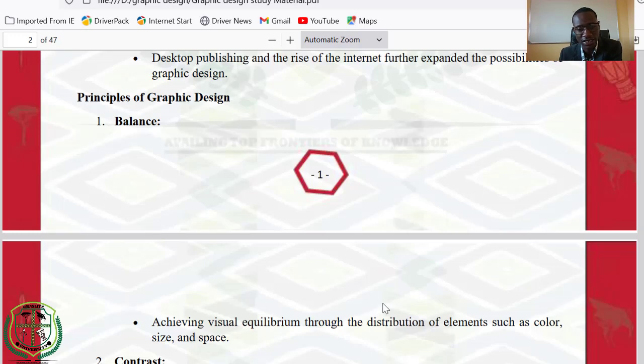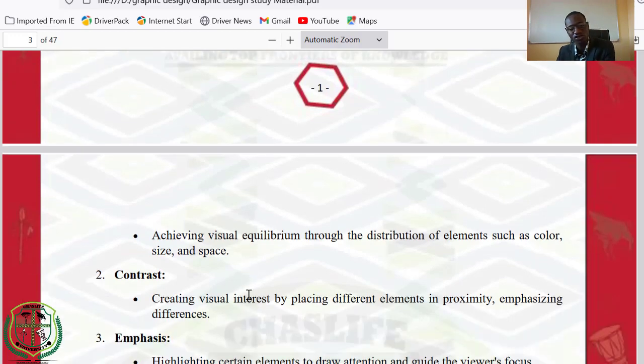So balance needs to ensure that, for example, if you are going to create the colors, size, and space, they should match. Okay, you can't have two loud colors with small space and little sizes. So balance is one principle of graphic design. Make sure there is a balance between the components you're dealing with. Secondly, contrast.